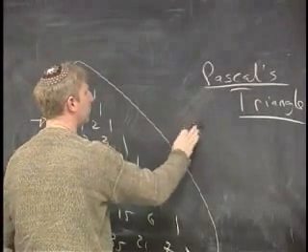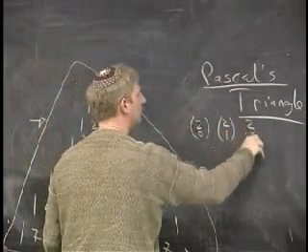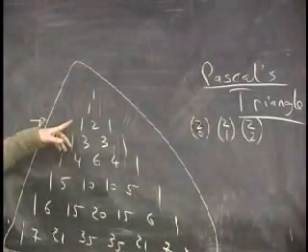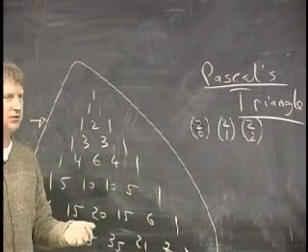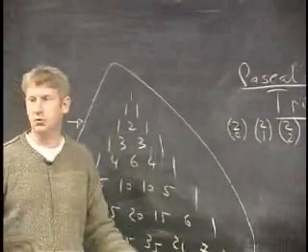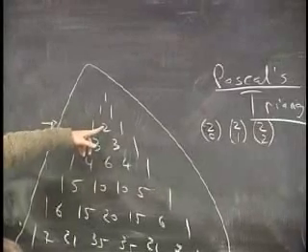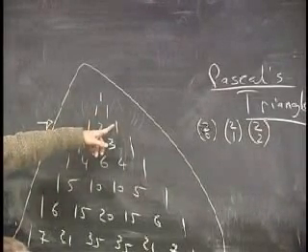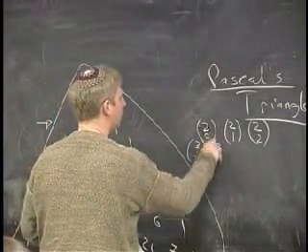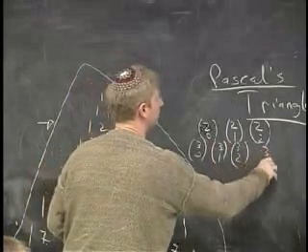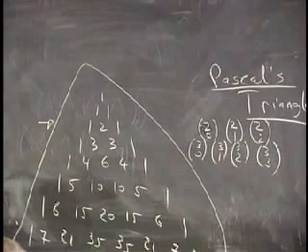This row is 2 choose 0, 2 choose 1, 2 choose 2. What is 2 choose 0? How many ways are there of choosing nothing from a set of 2? Well, there's one way to choose nothing. So 2 choose 0 is 1, 2 choose 1 is 2, and 2 choose 2 is 1. The next row is 3 choose 0, 3 choose 1, 3 choose 2, and 3 choose 3. It's a table of all the binomial coefficients.